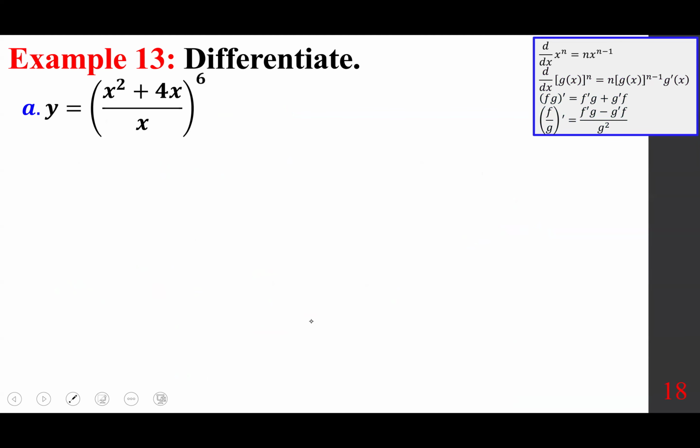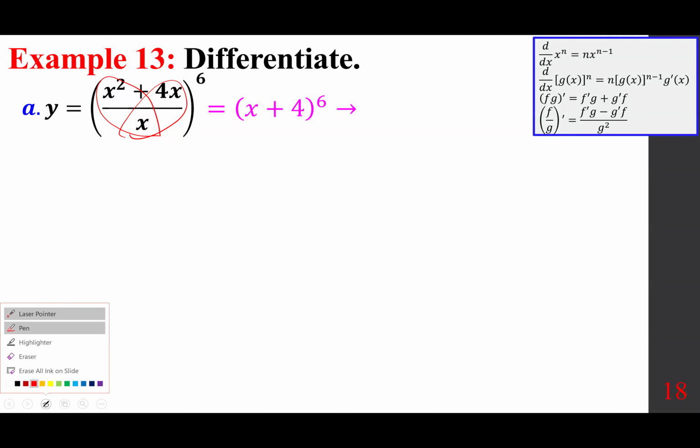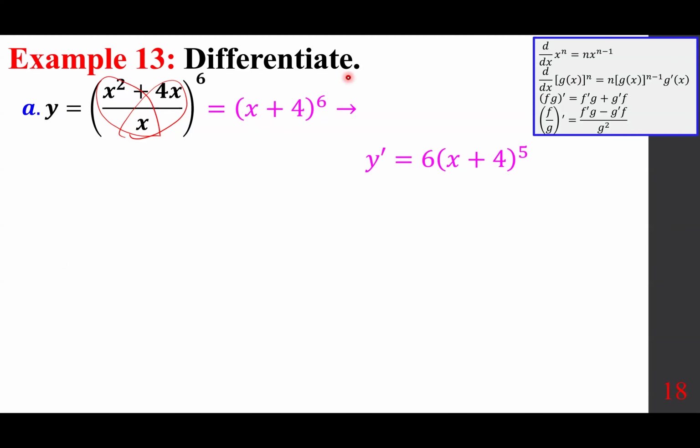We want to differentiate this. Remember, anytime you have a fractional expression, more specifically here a rational function, first you ask yourself, can I simplify it? This is x, this is 4. And now it's a lot easier to deal with, okay? So we are going to use the extended power rule: 6 times x plus 4 to the power of 5 times the derivative of the inside, 1. I didn't write times 1.